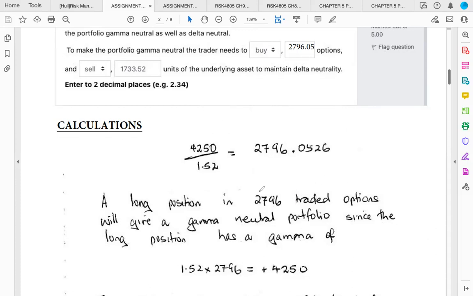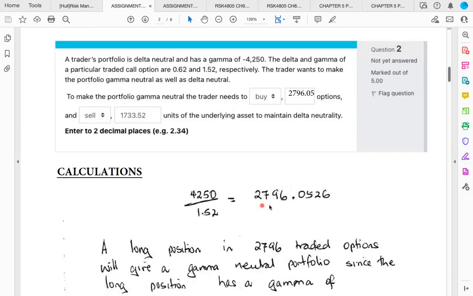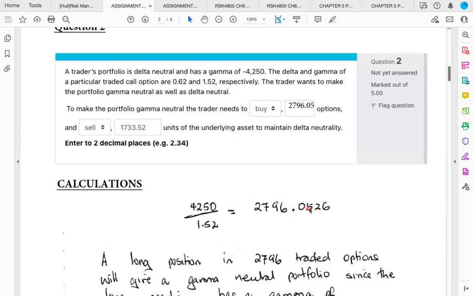Okay. So in this case, by adding 2,796 traded options, we will end up with a gamma neutral portfolio, right? So that's the first part that we were asked. We were asked, how can we make this portfolio gamma neutral, right? And then by adding those 2,796 options, we're also going to create another problem. So we've made the portfolio gamma neutral, fine, but we've also created another problem because we've now affected our delta neutrality. We've added a new derivative contract to our portfolio, 2,796 options. So that's going to affect our delta neutrality, right?